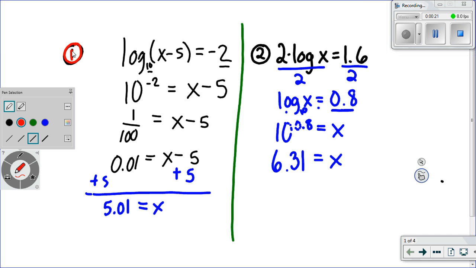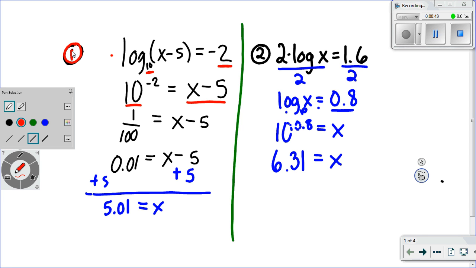Okay, so here's my first example. I have log of x minus 5 equals negative 2. And again, that invisible base is going to be base 10. That was invisible, I wrote it in. So log of x minus 5 base 10 equals negative 2. If I rewrite that in terms of just exponents, I know what that means is base 10 to the negative 2 power is going to give me x minus 5.